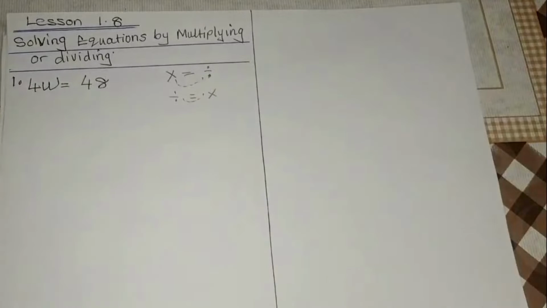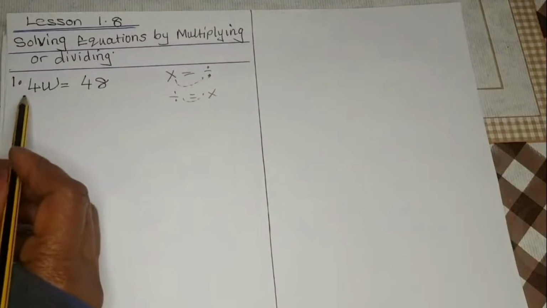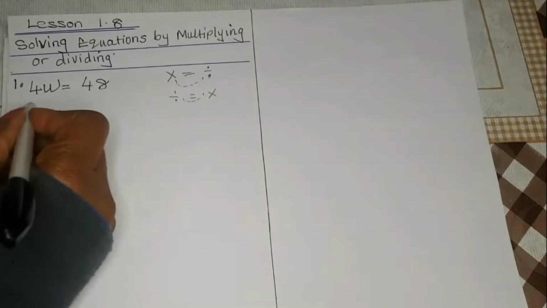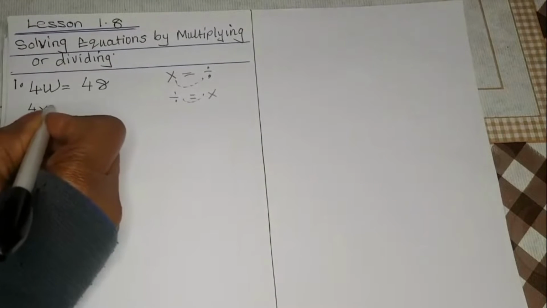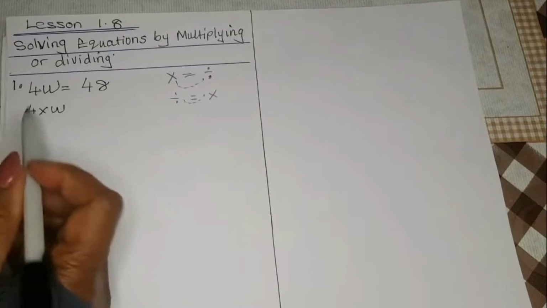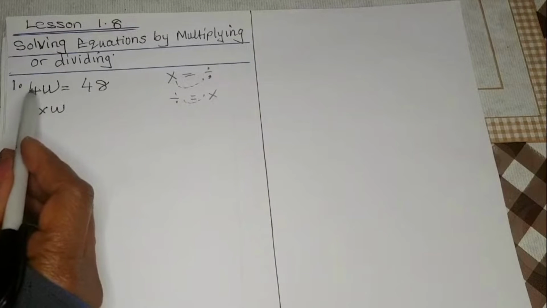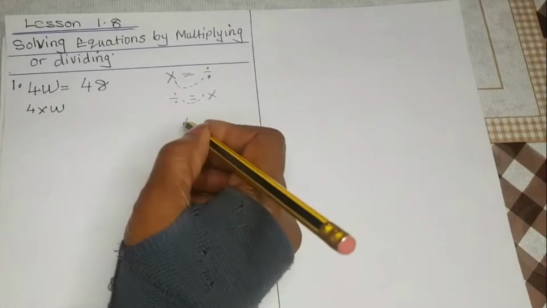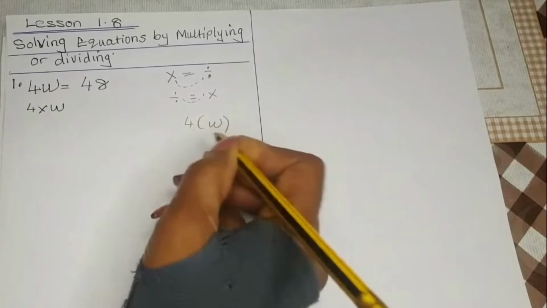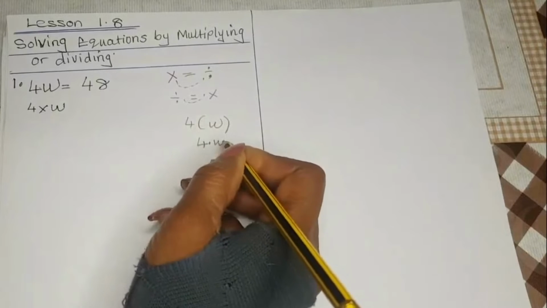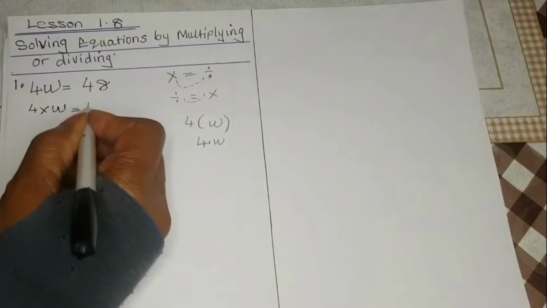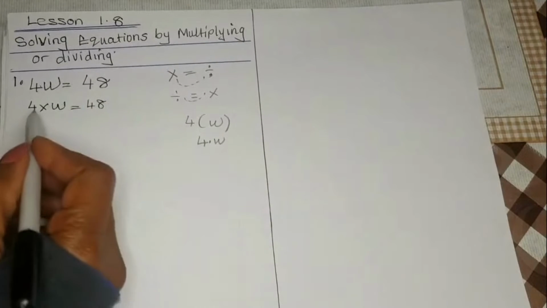That's it. So anytime you see something like this, like I've been saying, this basically means 4 times W. See, there is no sign here. It didn't say add or subtract. They are just together. So when you see figures together, or if it's written 4 bracket W or 4 point W, it means multiply. So this is 4 times W equals 48, which means we are going to move this.